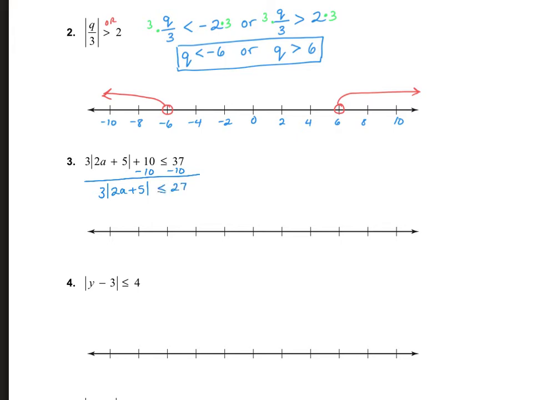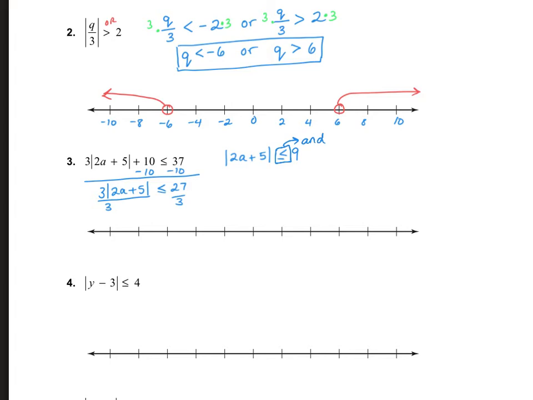Now I still have to get rid of that 3. That 3 is being multiplied by the absolute value, so I'm going to divide it out, and I will get absolute value of 2a plus 5 is less than or equal to 9. All right, so now let's take a look and see what kind of inequality we have. We have a less than. So if you remember, the less than means that it's going to be an and.